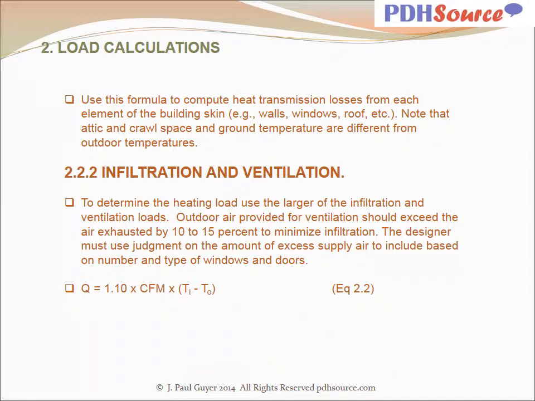Outdoor air provided for ventilation sometimes is required to exceed the air exhausted by 10 to 15% or so, which creates a positive air pressure inside the building, and this tends to offset the infiltration air. But this can create problems when you have a positive air pressure, with doors slamming and being difficult to open and close, and so on and so forth.